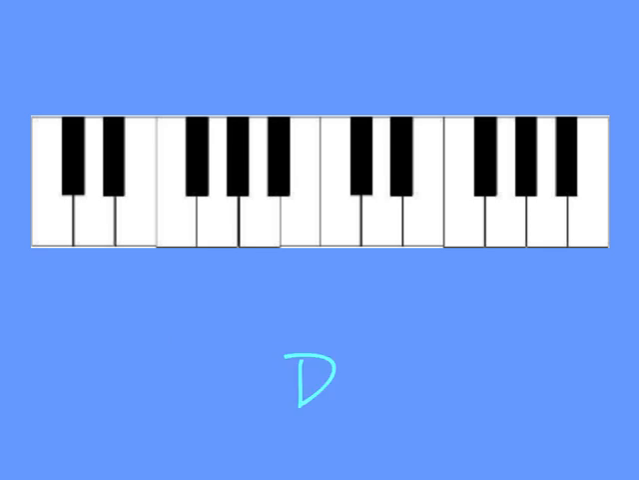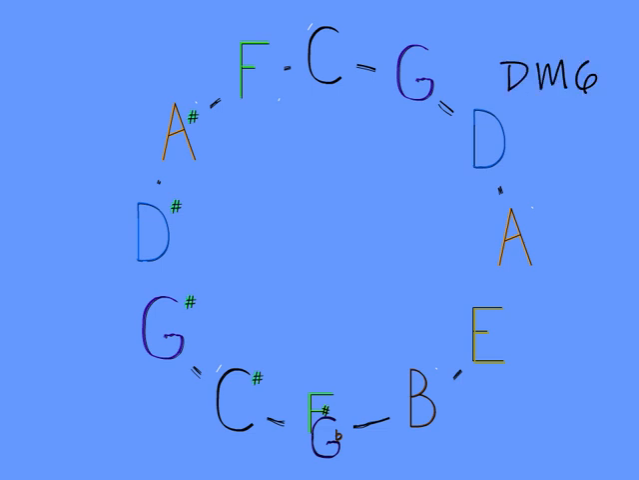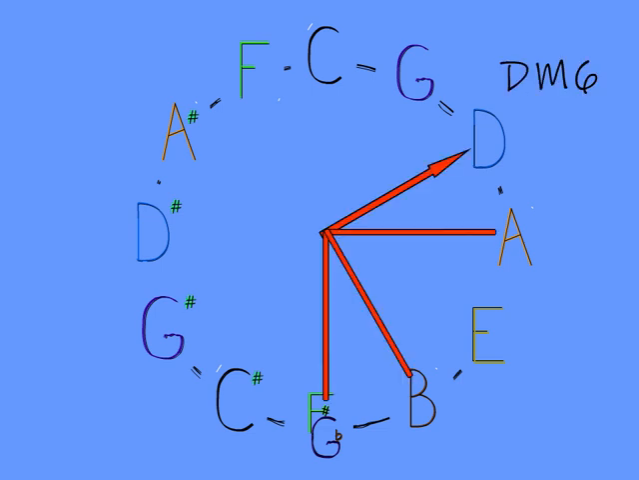To take a look at these, we'll use D as our root note. D major 7 is D, F sharp, A, C sharp. D major 6 is D, F sharp, A, B, where the 7 note, C sharp, is replaced by the 6 note, B. On the circle, we see D major 6 looks like this. But this is the shape of a minor 7 chord. In fact, it is a minor 7 chord.